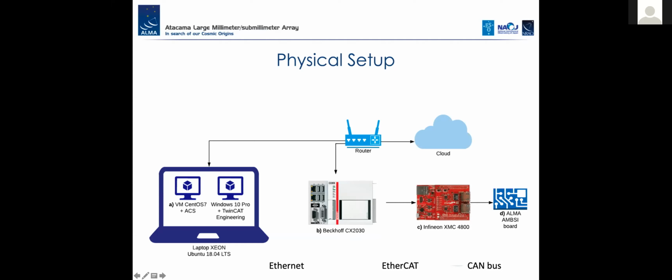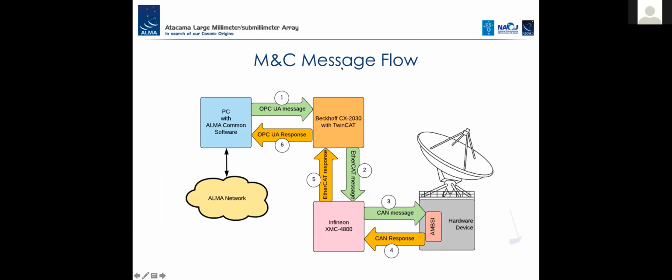In this area of communication we have Ethernet, here we have EtherCAT, and here we have CAN bus. So the message flow is like this. A user can send an OPC UA message to the EtherCAT master, and the EtherCAT master will translate the message to an EtherCAT message. It reaches the XMC4800, which translates it again to CAN bus. Then we talk to an AMSI device as usual, and the response follows the same way back.